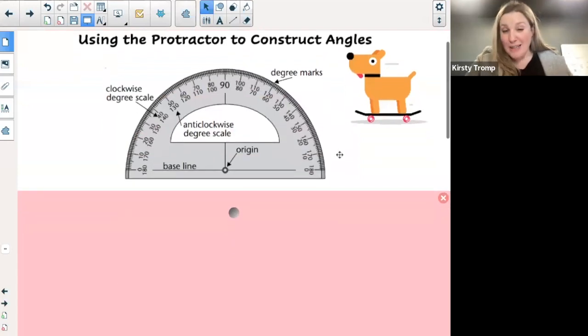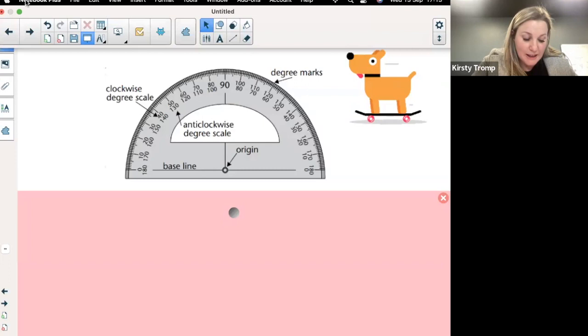When we're using the protractor to construct angles, we need to look at what a protractor actually looks like. So on your page at the moment is a protractor, but you should have been able to find one in your bag, hopefully. If you haven't got one of your own, maybe your teacher lets you use hers in class. Maybe they've got a whole lot of extra ones that they let you use if you don't have one of your own. But there is one on the screen at the moment for you to have a look at.